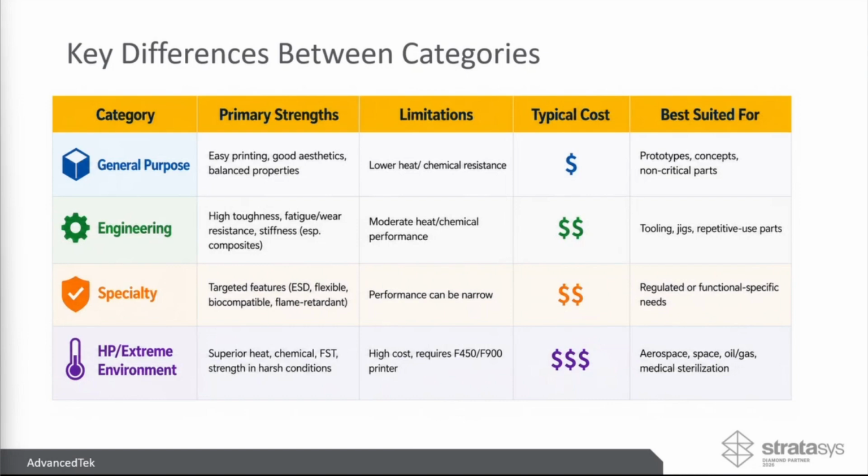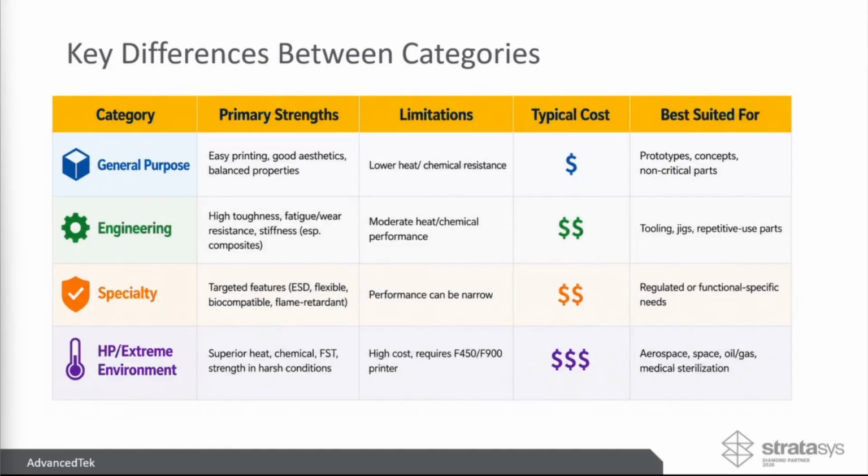Engineering materials' primary strengths are high toughness, fatigue and wear resistance, stiffness, especially the composite-based ones. Limitations are moderate heat and chemical performance, and a little bit higher cost than general purpose. Best suited for tooling, jigs, repetitive use parts.